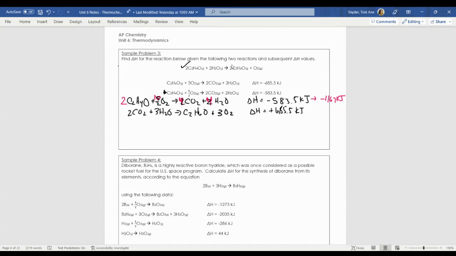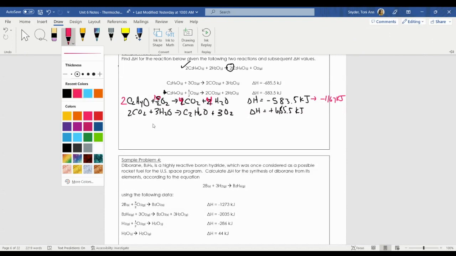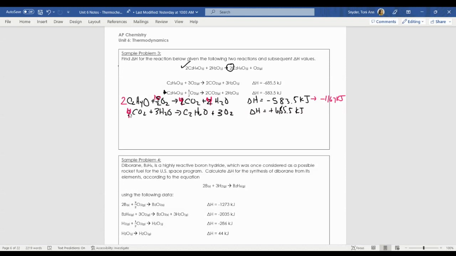But I have a coefficient of 2 in front of there, and here I still only have a 1. So I'm going to double those coefficients again, just like I did up above. So I'm going to change this to a 4, this to a 6, this to a 2, and this to a 6. And when I double these coefficients, my enthalpy also doubles, and I get positive 1,371 kilojoules. Once I do this, let's do a little cancellation action to see what I have left over, okay?